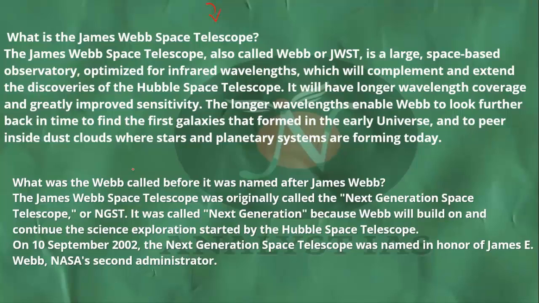The James Webb Space Telescope, also called Webb or JWST, is a large space-based observatory optimized for infrared wavelengths, which will complement and extend the discoveries of Hubble Space Telescope. It will have longer wavelength coverage and greatly improved sensitivity. The longer wavelengths enable Webb to look further back in time to find the first galaxies that formed in the early universe and to peer inside dust clouds where stars and planetary systems are forming even today.